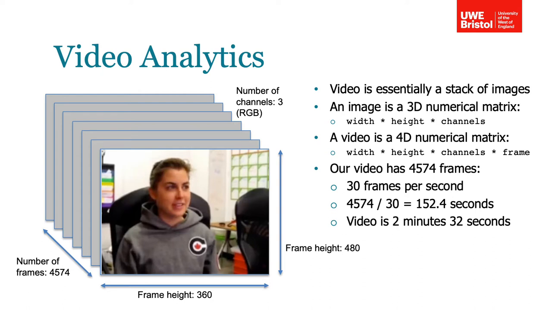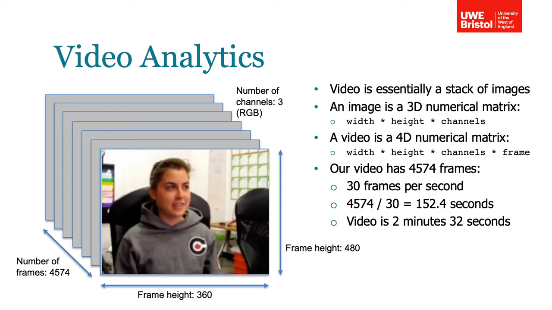A single colour image is expressed by a computer as a three-dimensional matrix, width times height times channels, where channels is typically RGB, red, green and blue. A video can therefore be expressed as a four-dimensional matrix, width times height times channels times frames.